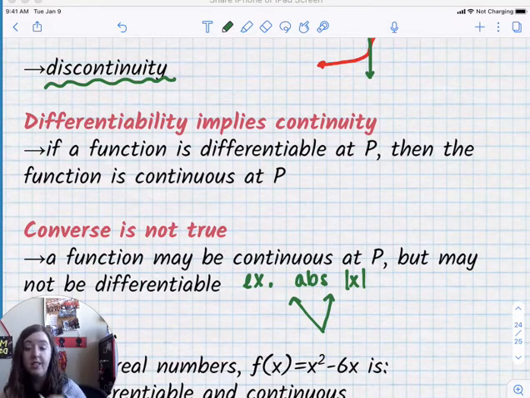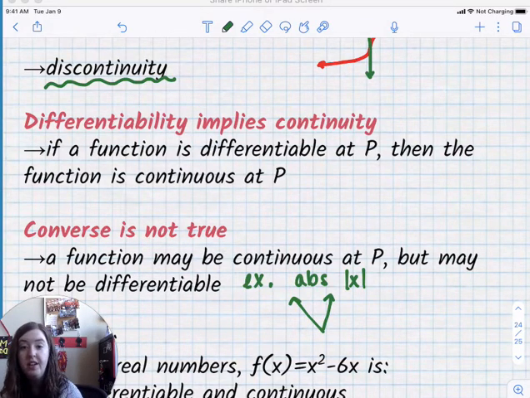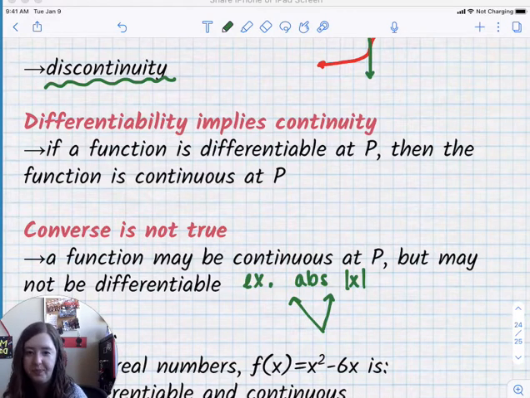That function is continuous from negative infinity to positive infinity, but it has a sharp cusp there, so it's not going to be differentiable.